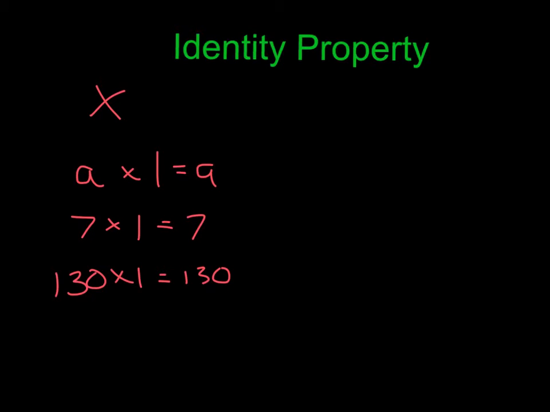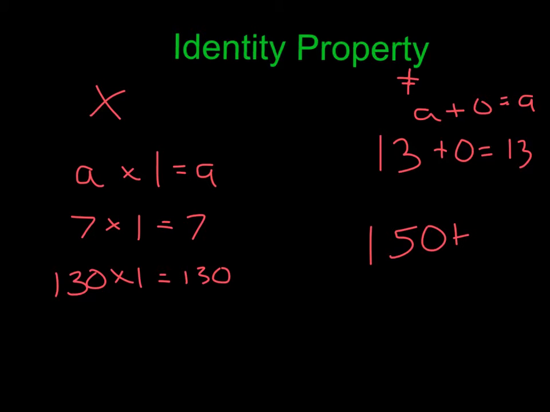The identity property for addition says that any number when added to 0 is going to equal that number. So if I took 13 and I add 0, it's going to be 13. Any number plus 0 is going to equal that number. If I took 150 plus 0, that's going to equal 150.